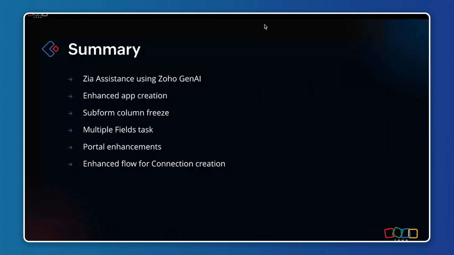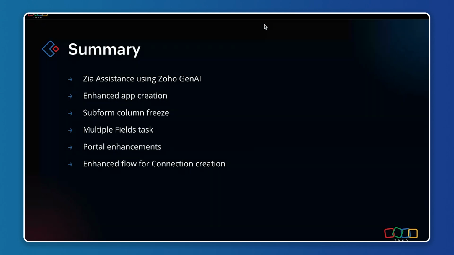To summarize about what we saw, what are the release updates that we saw today? We saw how Zia Assistance powered by Zoho LLM has been incredibly beneficial for building the application using the conversation, forms using the conversation, and also for the field suggestion process. And what are the enhancements that are made to the app creation? How can you activate subform column freeze and when it has to be activated? And where should you be using the deluge multiple field task?